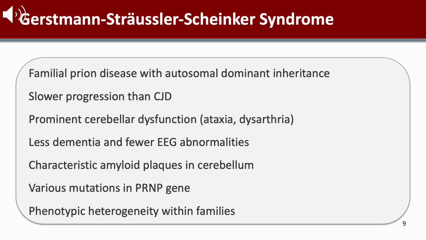Gerstmann-Sträussler-Scheinker syndrome is a familial form of prion disease characterized by a relatively slower progression compared to sporadic Creutzfeldt-Jakob disease. The hallmark clinical feature is prominent cerebellar dysfunction, manifesting as progressive ataxia and dysarthria. Cognitive decline is typically less severe and occurs later in the disease course. The EEG findings characteristic of Creutzfeldt-Jakob disease are often absent in Gerstmann-Sträussler-Scheinker syndrome. Pathologically, the disease is characterized by abundant amyloid plaques in the cerebellum and other brain regions.